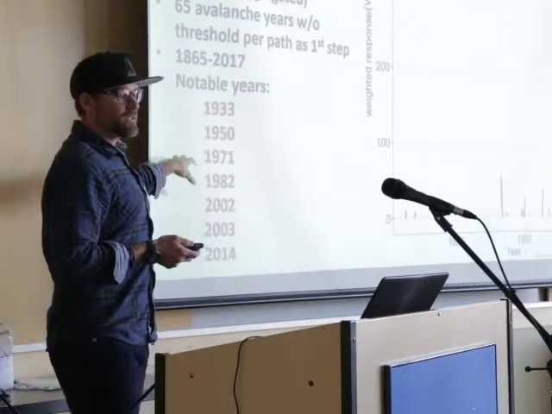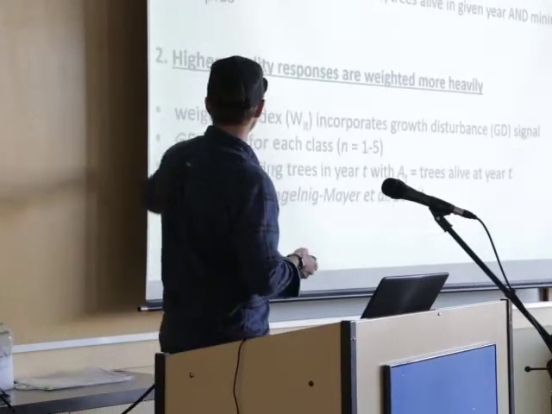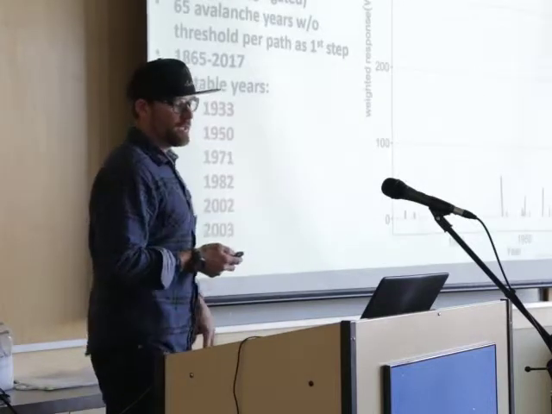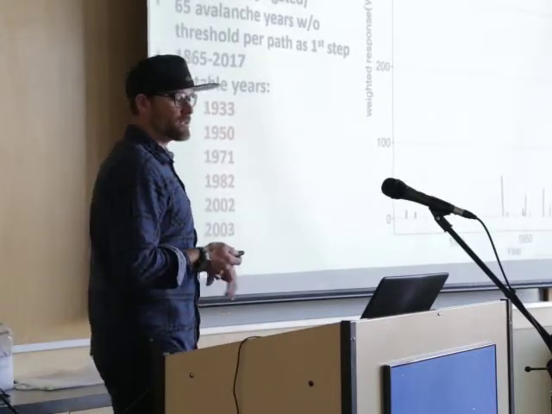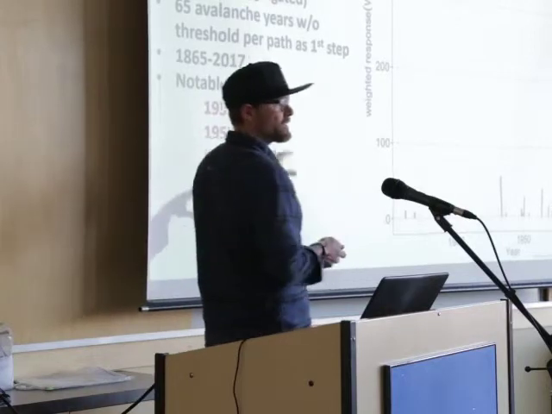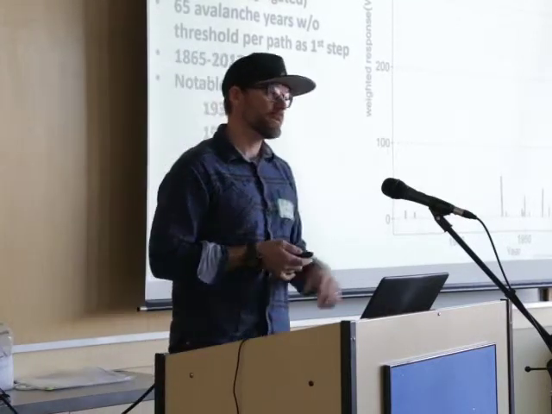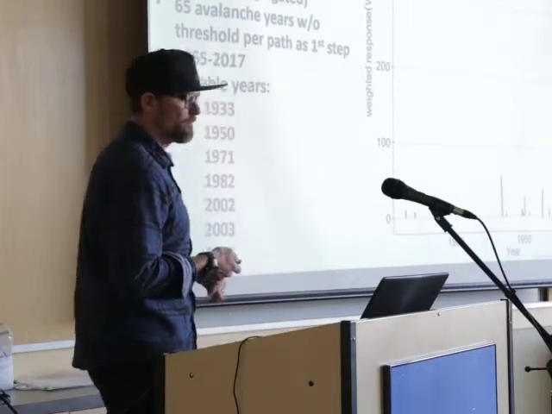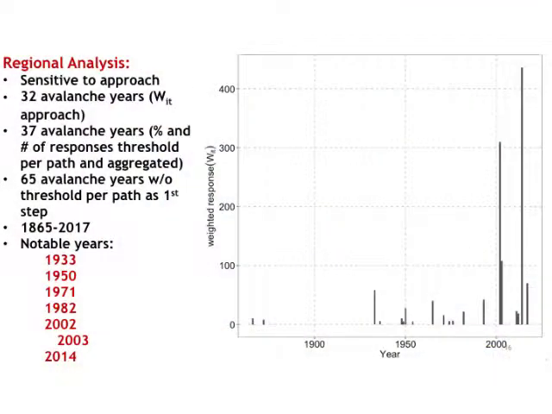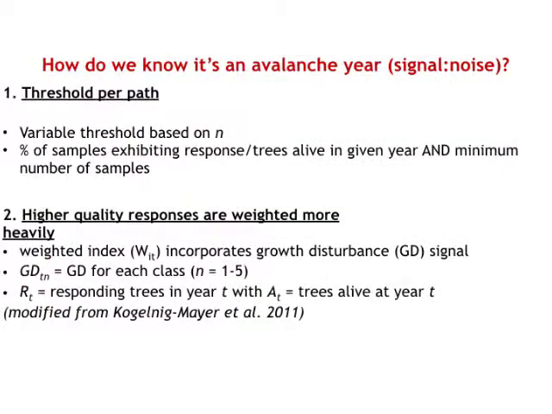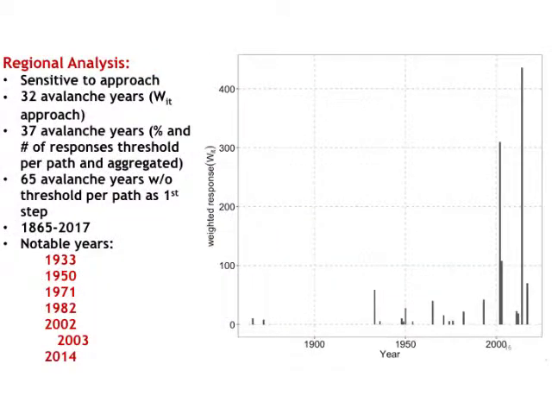So the results here are sensitive to our approach. We have 32 avalanche years when we use the weighted index approach, and we have 37 avalanche years when we use the percentage and the number of given trees, minimum samples per year. So pretty close to each other. So when we use both thresholds, it works out pretty well. We have 65 avalanche years without using the first step, the threshold per path. So if we don't use that first step, it might just be a bunch of noise. Those avalanche years might not be real avalanche years.